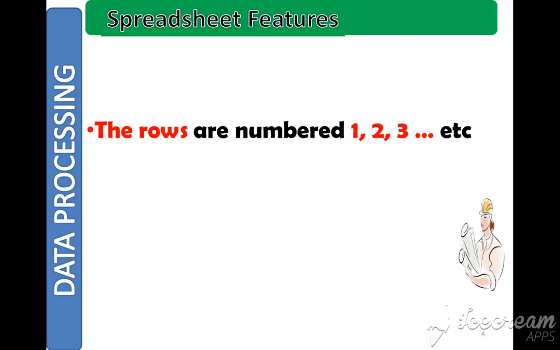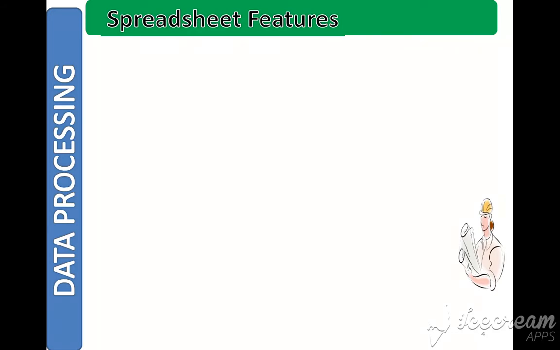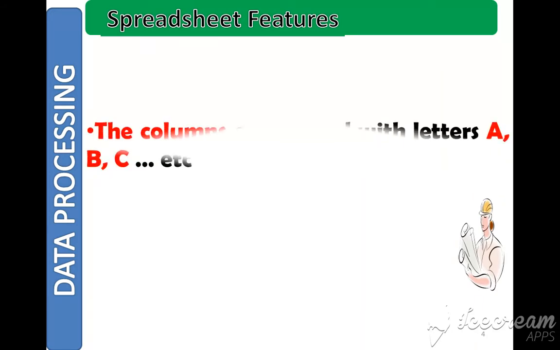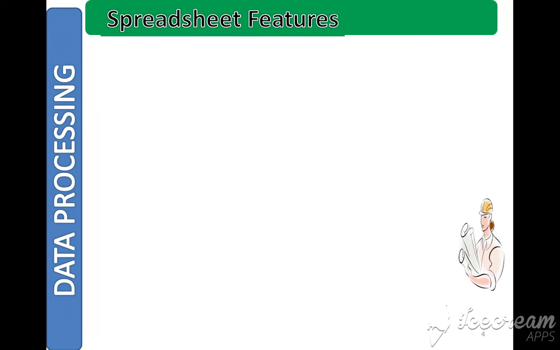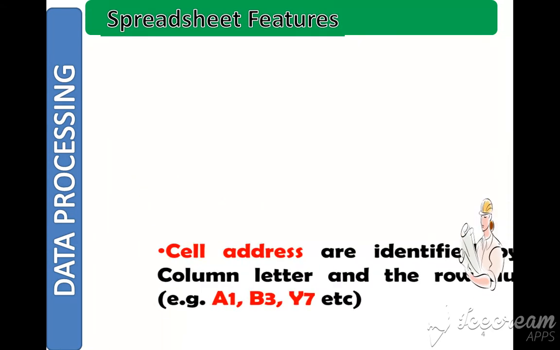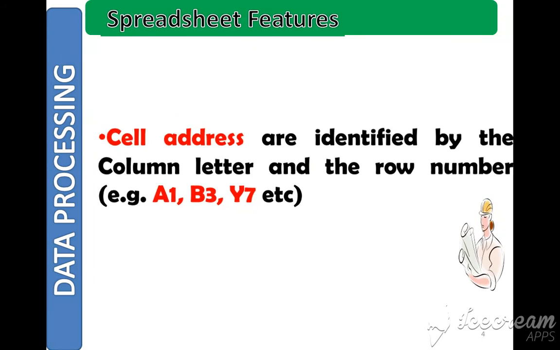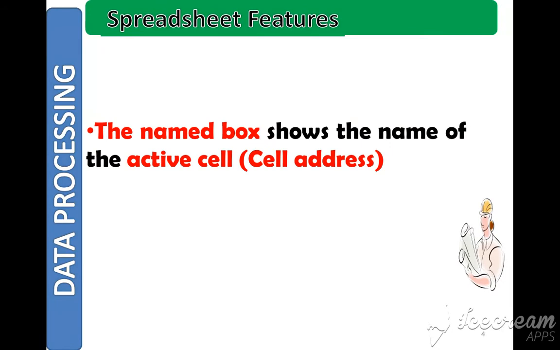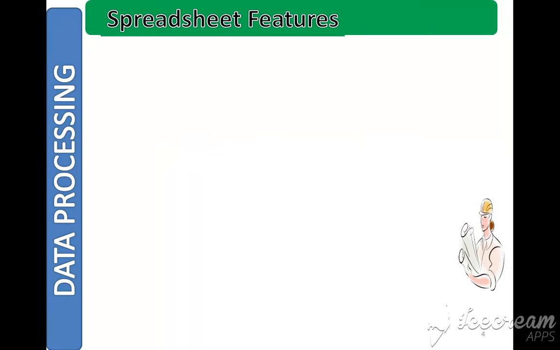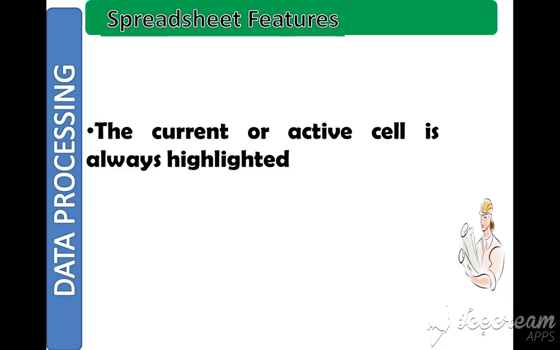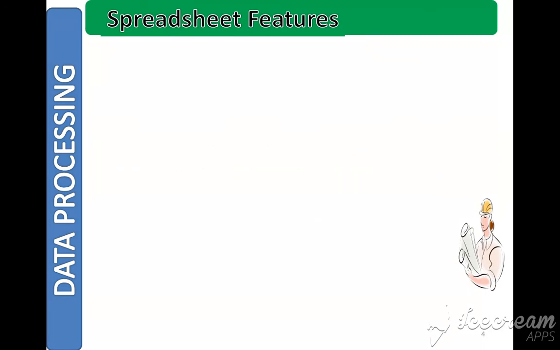The rows are numbered 1, 2, 3, and the columns are named with letters A, B, C, etc. Cell address are identified by the column letter and the row number, e.g. A1, B3, Y7. The name box shows the name of the active cell, that is the cell address. The current or active cell is always highlighted.